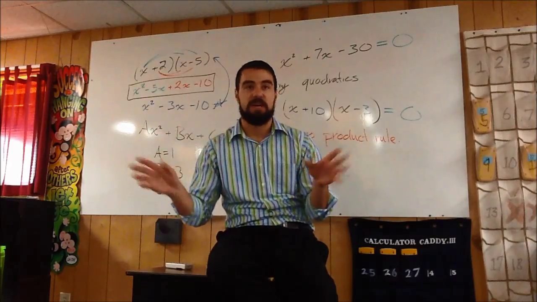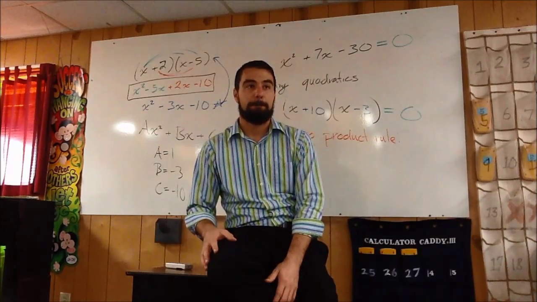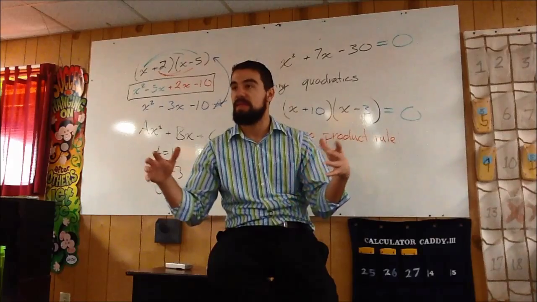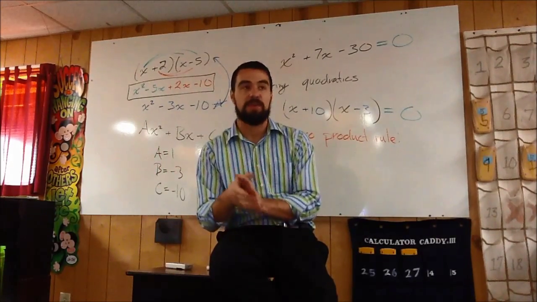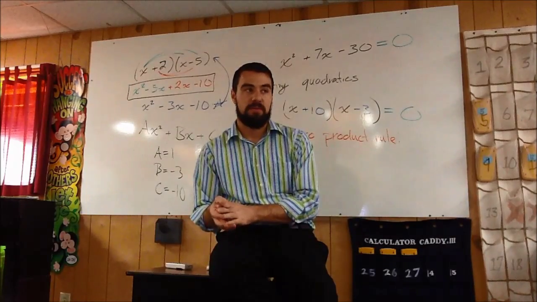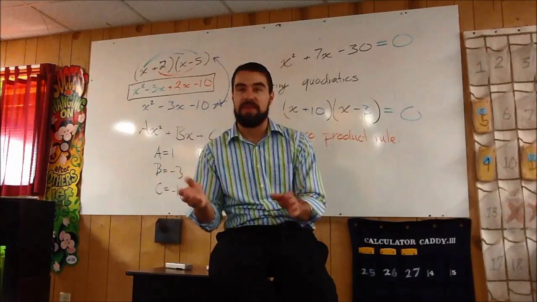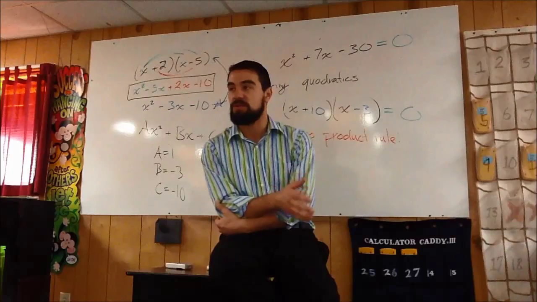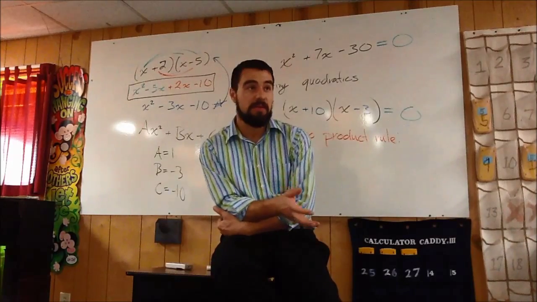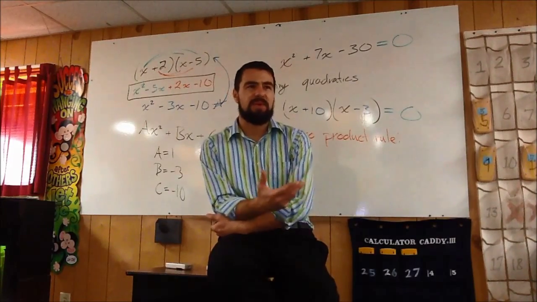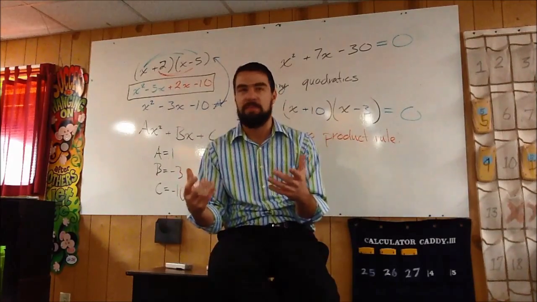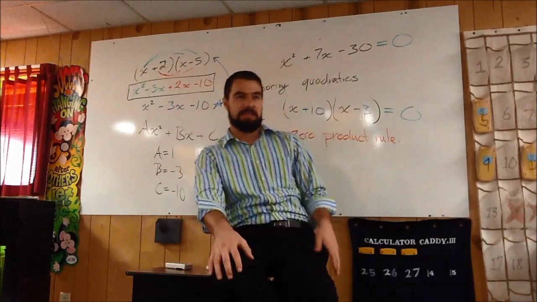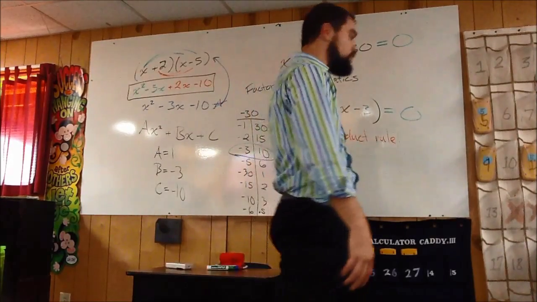If you have a bunch of different terms, it doesn't matter what they are, and you take the product of all of those, and the product equals 0, the only way that could have happened is if one of those original terms was 0. There's no way that you can multiply two numbers and get 0 unless one of them is 0. Does that make sense? So that's what this rule states.